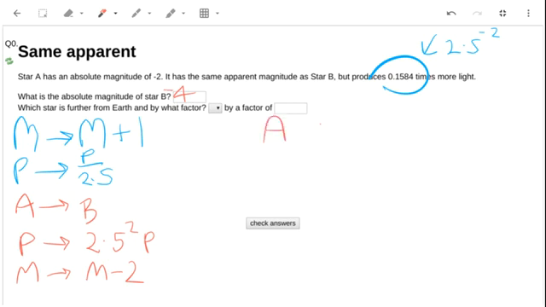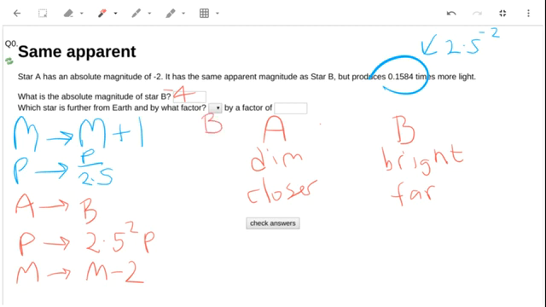A is therefore the dim star, B is the bright star. And given that they have the same apparent magnitude, that means A must be closer and B must be further. So which star is further from Earth? The answer is B. Now, by what factor?